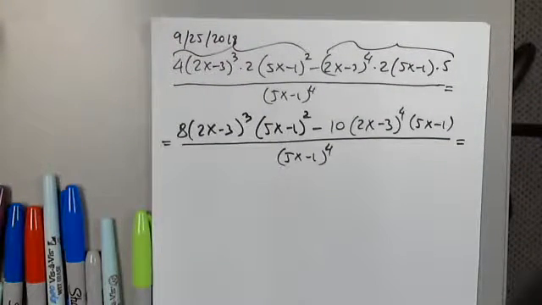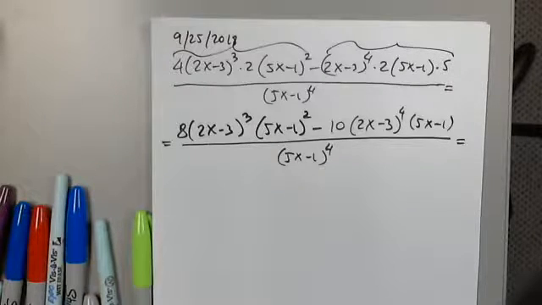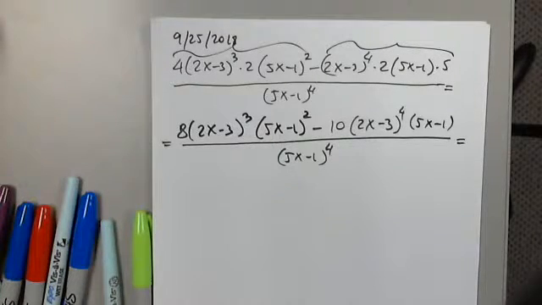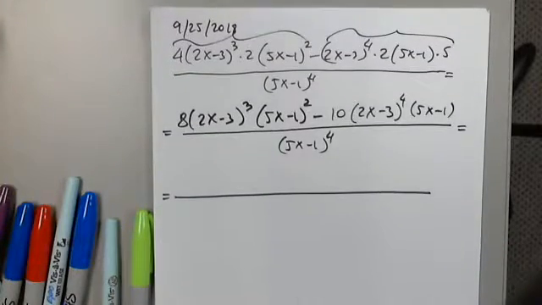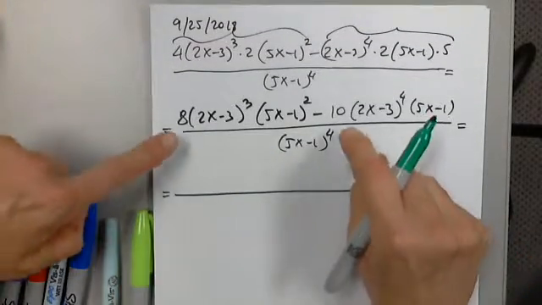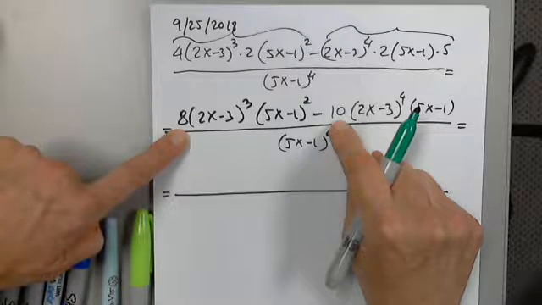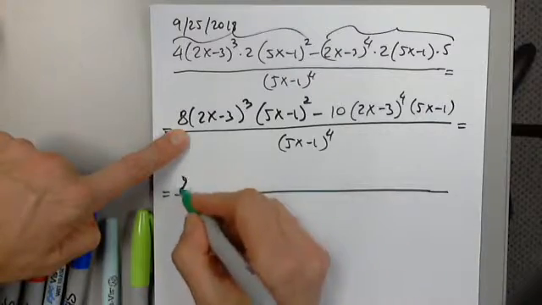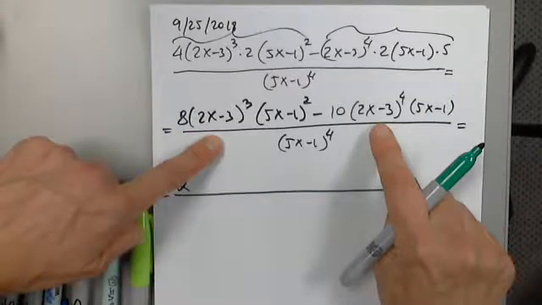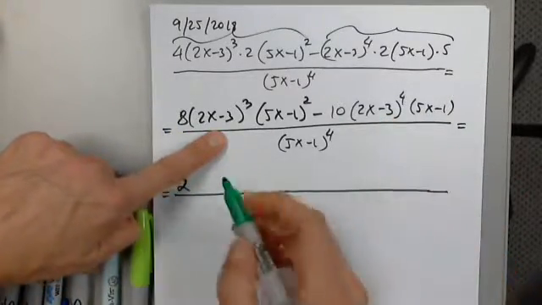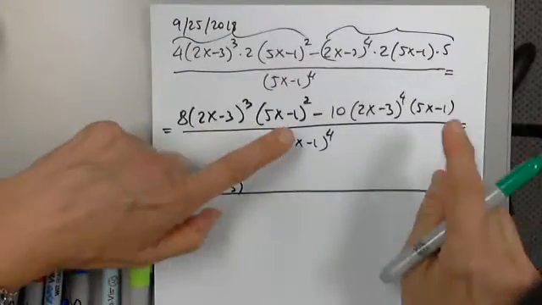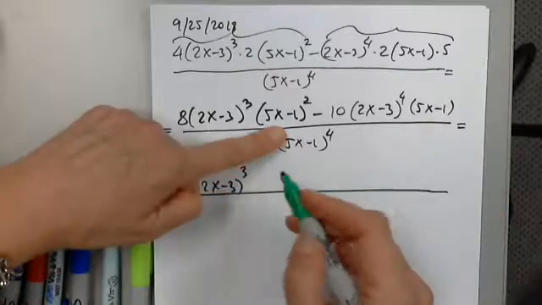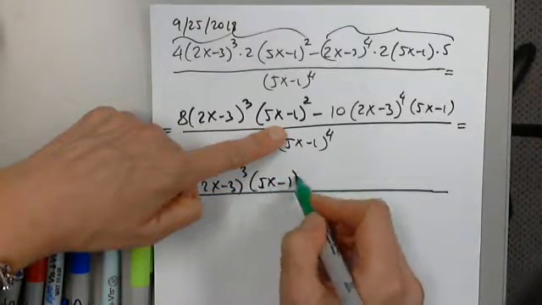Okay, so as you mentioned perfectly, there are two terms at the top. So I'm trying to find the greatest common factor. So first of all, I look at numbers. I see 8 and 10, and 8 and 10 have something in common, which is 2. Very good. Then I look at 2x minus 3 and 2x minus 3. They have 2x minus 3 in common. Which power will I pick? Very good. And then I see 5x minus 1 and 5x minus 1 in both. So which power will I pick?